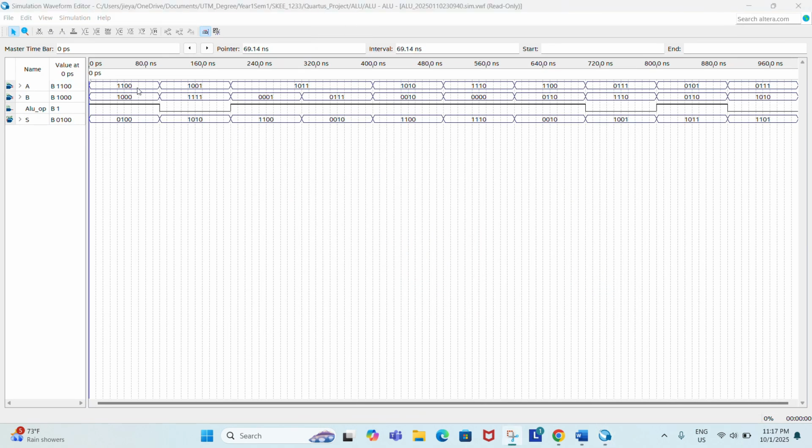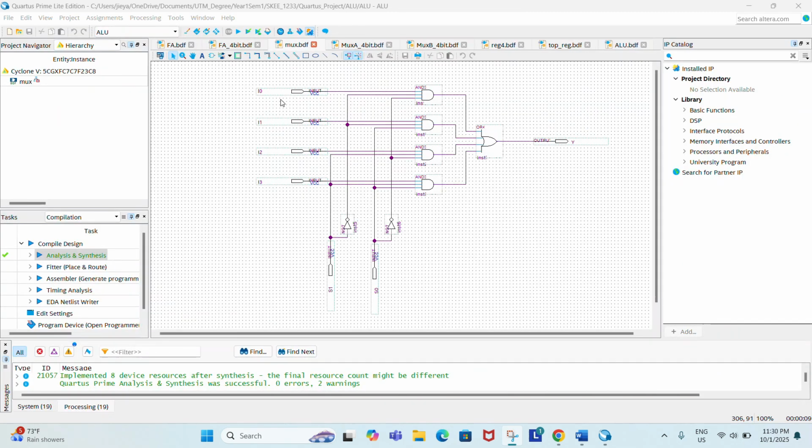During the 0 to 1 nanosecond interval, ALUOP is equal to 1, which means addition will be performed, and which gives us a result of 4. And during 100 nanoseconds to 200 nanoseconds, ALUOP is equal to 0, which means subtraction will be performed, and this will give us a 10, which shows that the design of the 4-bit full adder and subtractor is correct. Now let's move on to the next part.